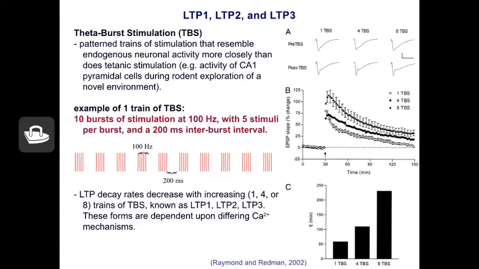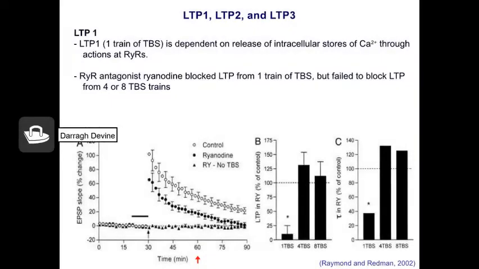All right, so far, there's nothing much to get excited about. But Raymond and Redman continue to explore the mechanisms underlying these effects and found differing roles of calcium signaling for each of these experimental manipulations. And that's what we're going to explore next. We'll start with LTP1 because, well, that makes good sense.